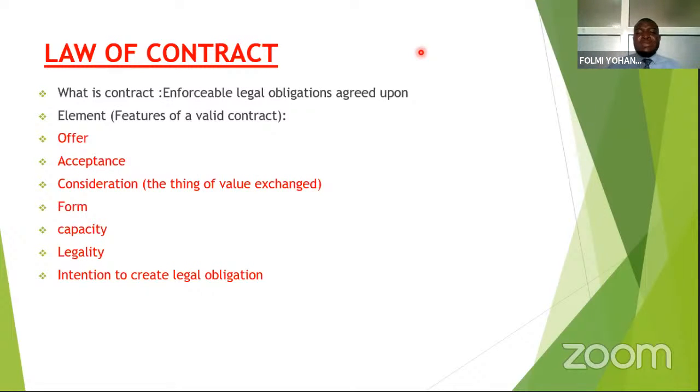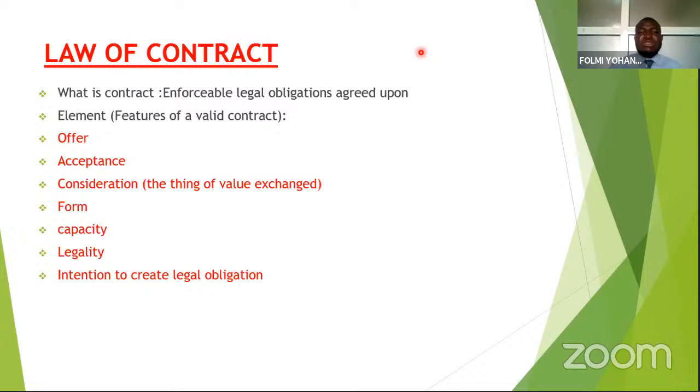Legality: the contract must be legal, which is very important. You cannot go to court and say you want to enforce an illegal contract. It's just like a prostitute going to court to say she wants to sue a client for not paying her. Ab initio, that contract she entered with that person is illegal, so it's not enforceable. So any contract you are entering must be a legal contract for it to be enforceable. If it is not legal, it's not enforceable.